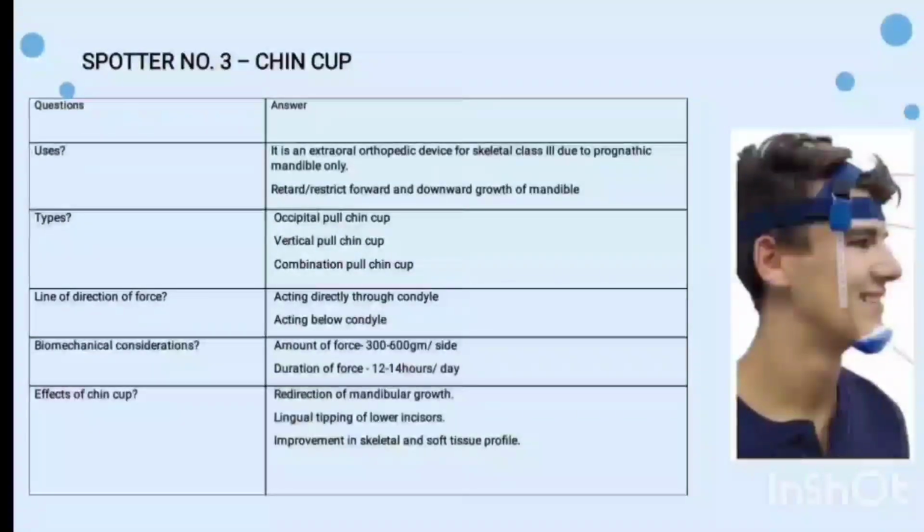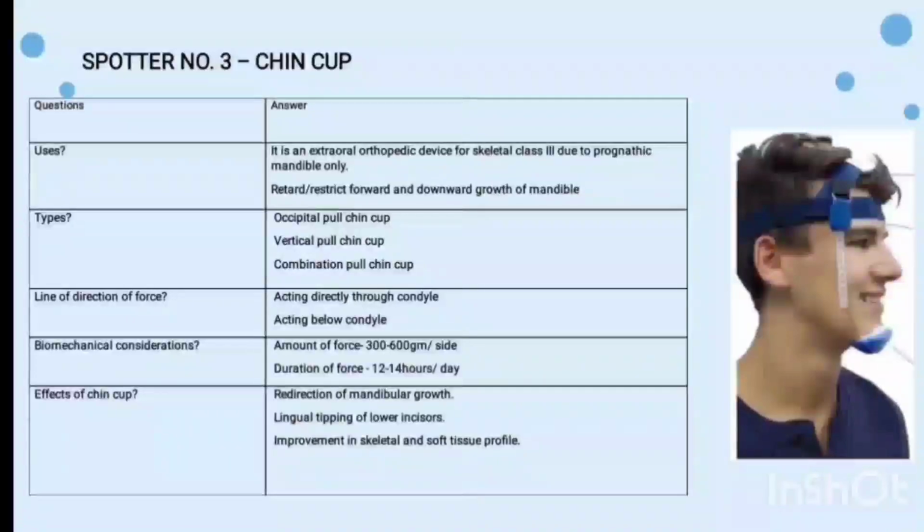What are its types? They are occipital pull chin cup, vertical pull chin cup and combination pull chin cup. What is the line of direction of force? There are 2 directions. First is acting directly through the condyle and second is acting below the condyle.